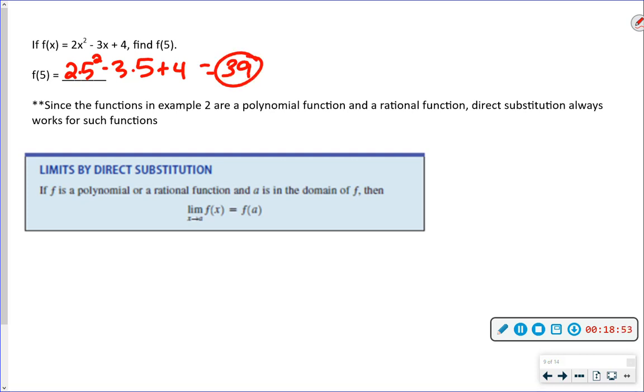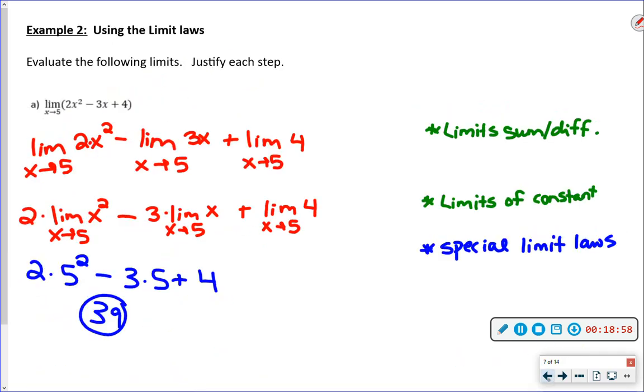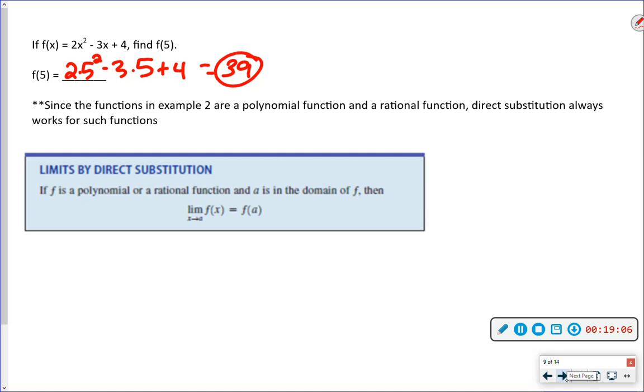So that was the exact same thing you got as this one. Remember, we got the 39. You could just put 5 in for the x's and get 39. That is what we call direct substitution. But, there's always a but, right?